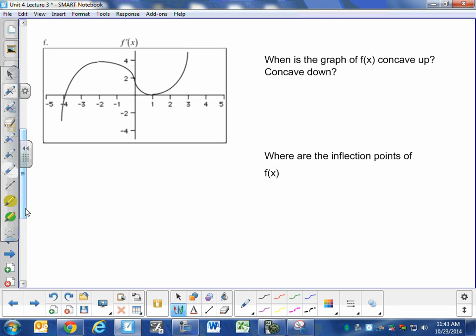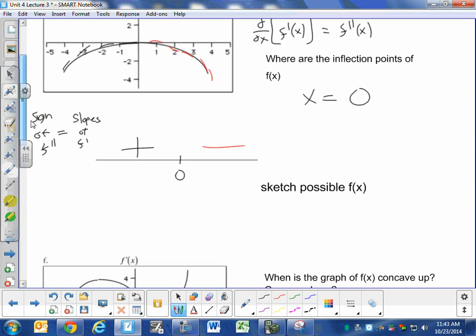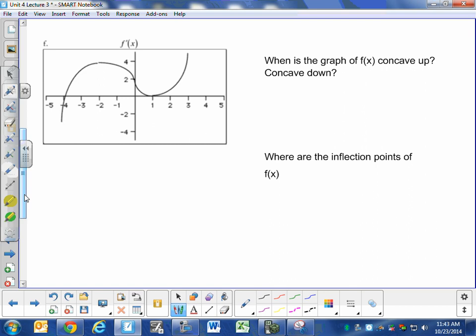Here's another graph of f prime. Now that we understand the relationship between f prime and f double prime, and we can find the values, whether they're positive or negative, of f double prime, let's figure out when the graph of f, given this is f prime, is concave up or concave down, and let's figure out the inflection point of f. Check your answers with neighbors when you're done.